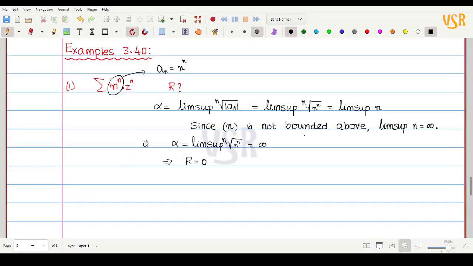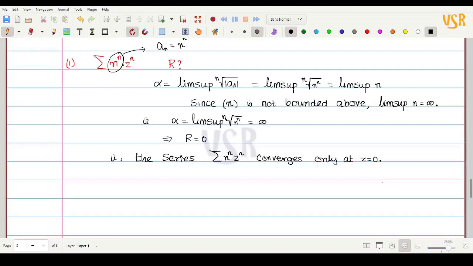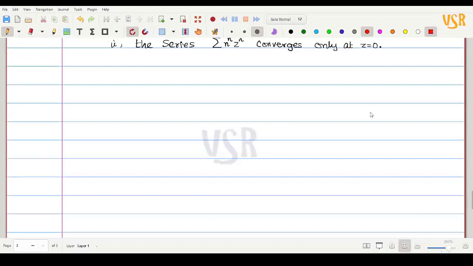That is, the series summation n to the power n into z to the power n converges only at z equal to 0. 0ல மட்டும்தான் converge ஆகும், வேற எந்த point லயும் இது converge ஆகாது. ஓகே, சரி. Now we'll give a second example. Example 2.